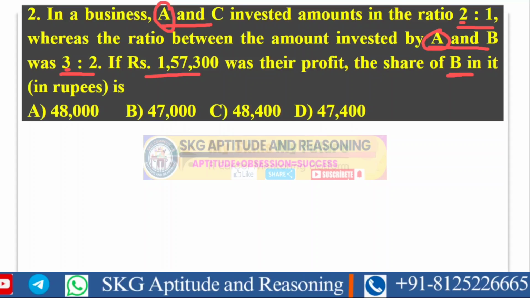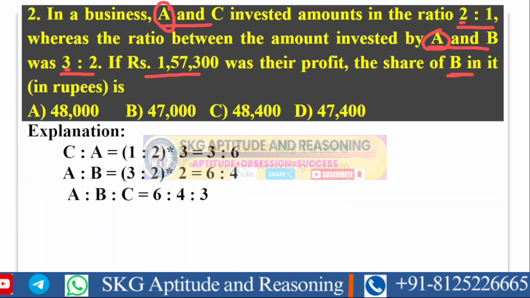Before simplifying, we need to find the ratio of A, B and C. The investments of A to C were given as 2 is to 1, so we write it as C is to A, no problem. It will be written as 1 is to 2, and the A to B ratio was given as 3 is to 2. So here A is of 2 parts, but here A is of 3 parts, so we need to make the value equal.